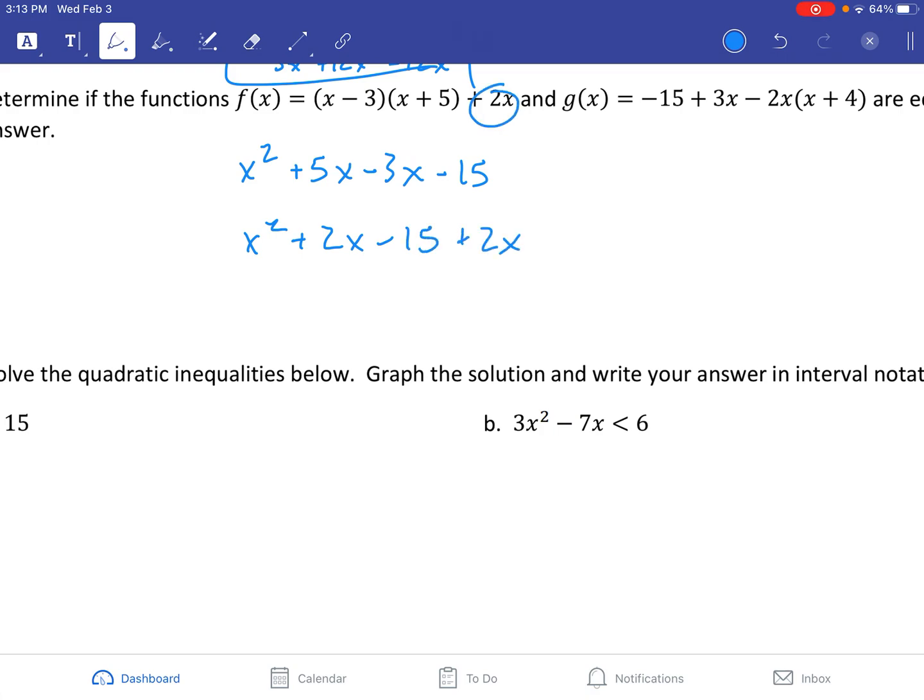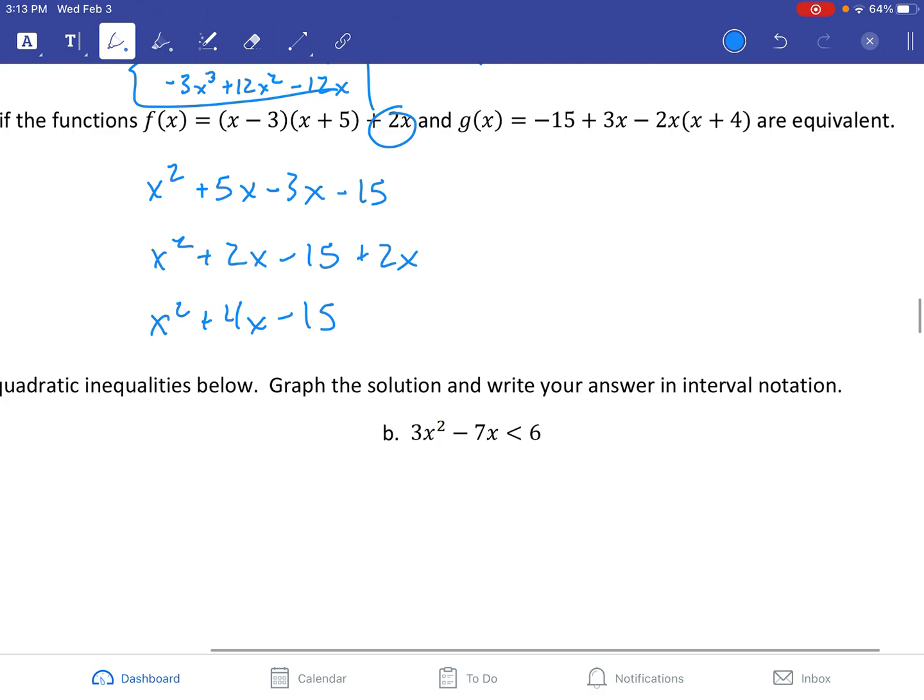but we can't forget the plus 2x on the back end. When we do that, we combine the positive 2x's, there's two of them, so we have x squared plus 4x minus 15. Okay, so that's our final answer for that part, but we have to do the other side to see what that comes up with.